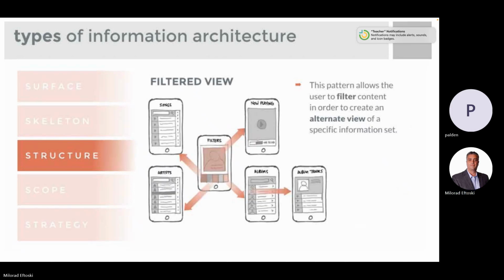Filtered view. This pattern allows the user to filter content in order to create an alternate view of a specific information set. Give me an example of filtered content. Okay, shopping has a filter. If you want something below a certain price, or in certain colors. Good idea, yeah. Another example?